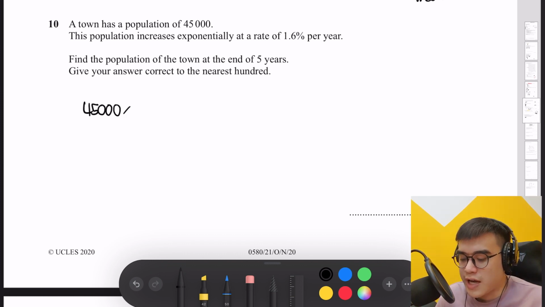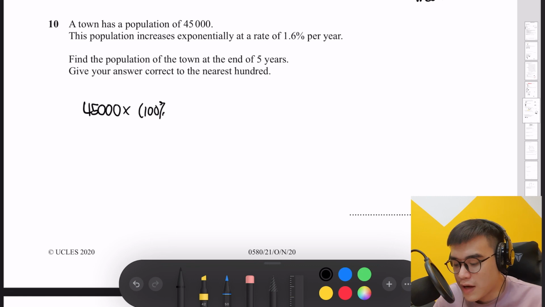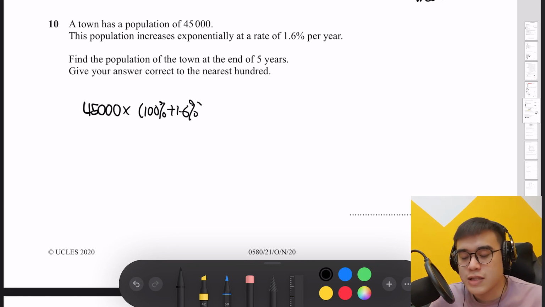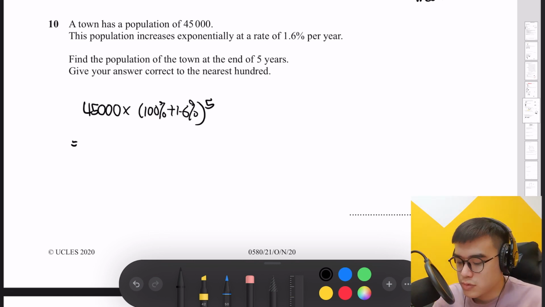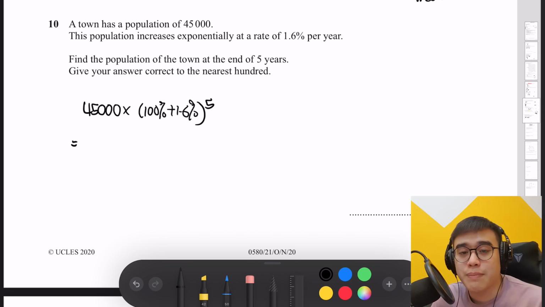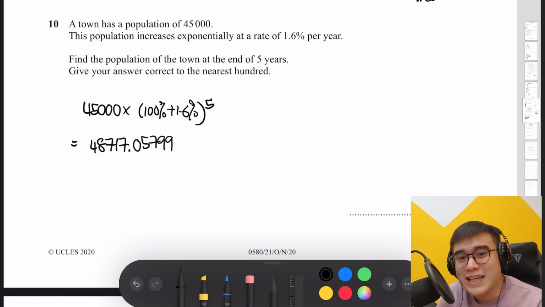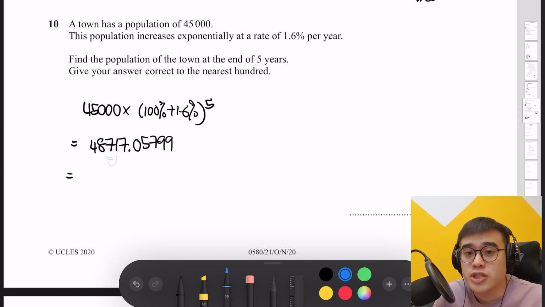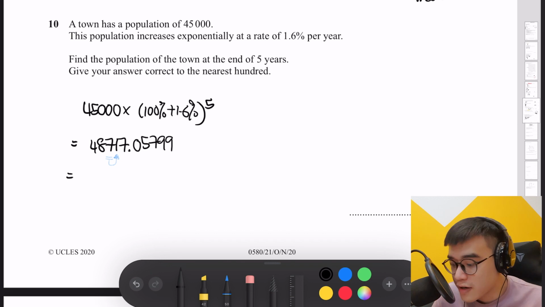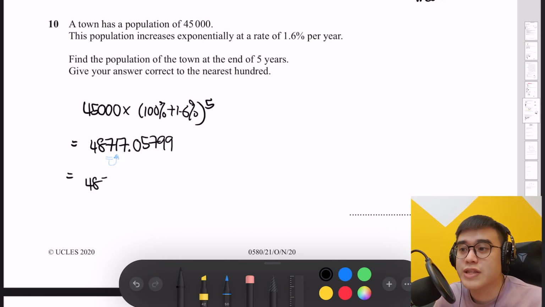Moving on, question 10. A town has a population of 45,000, increasing exponentially, which means this is actually compound. 45,000 times (100% plus 1.6%) to the power of 5 is how you get to the final answer. But the key assessment here is, aside from the compound formula, you have to correct it to the nearest 100. So you have to make adjustments to whatever variables you have there. So your final answer for this will be 48,700.